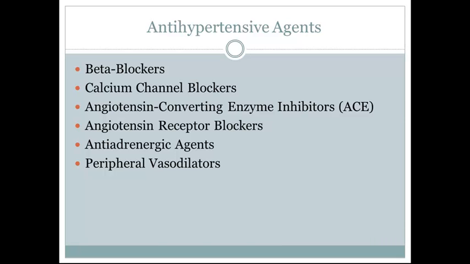Antihypertensive agents. There are 6 different classes. There are the beta blockers, the calcium channel blockers, angiotensin converting enzyme inhibitors, also called ACE inhibitors, angiotensin receptor blockers, also called ARBs, anti-adrenergic agents, and then peripheral dilators.